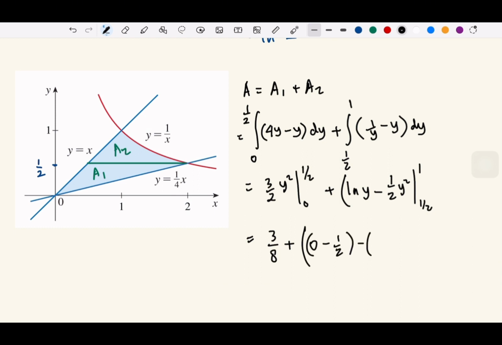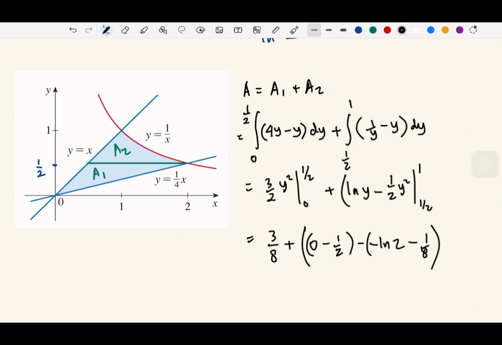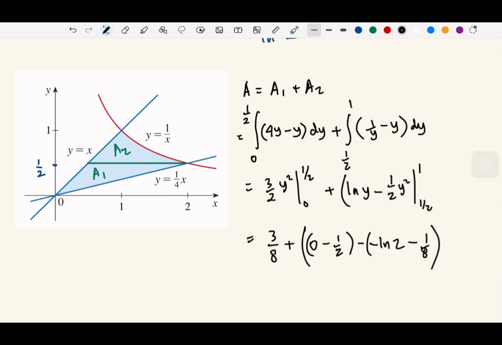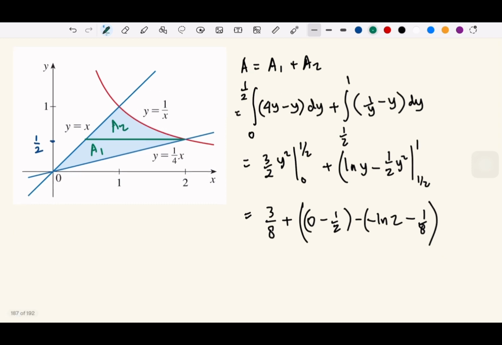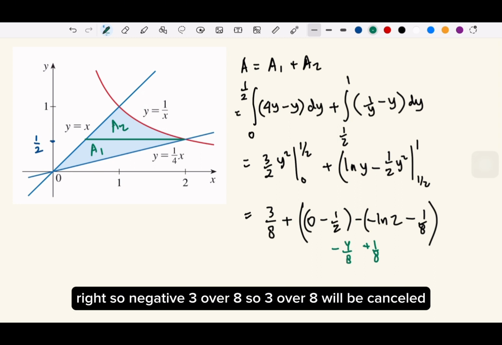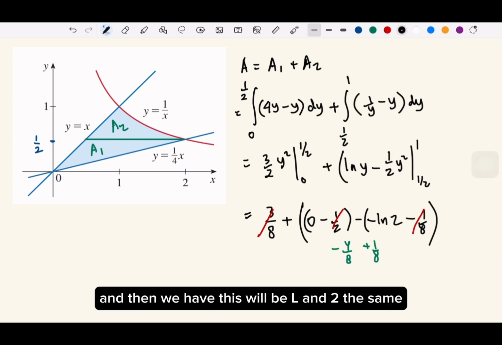minus ln half is minus ln 2, right? And then minus 1 over 8. So plus 1 over 8, sorry, this will be, so plus 1 over 8, and this will be negative 4 over 8, right? So negative 3 over 8, so 3 over 8 will be cancelled, right? So this will be cancelled, and then we have, this will be ln 2, the same.